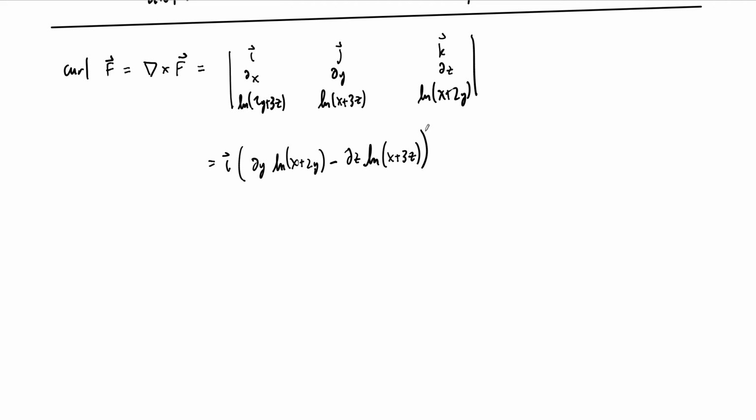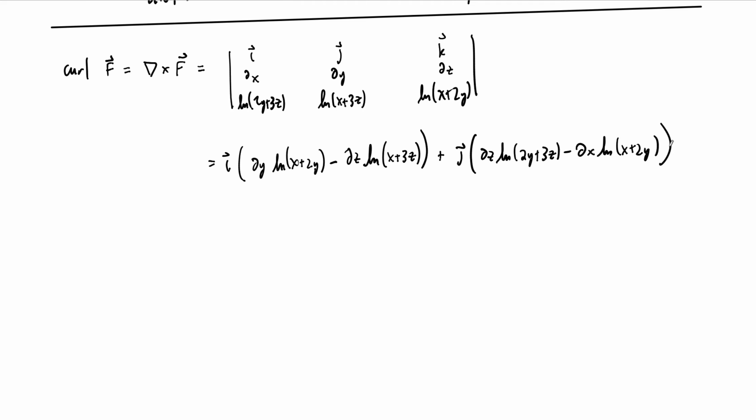The next thing that we want to do is move on to the j component. The j component goes the other direction, so this one's going to be the z derivative of the natural log of 2y plus 3z minus the x derivative of the natural log of x plus 2y.